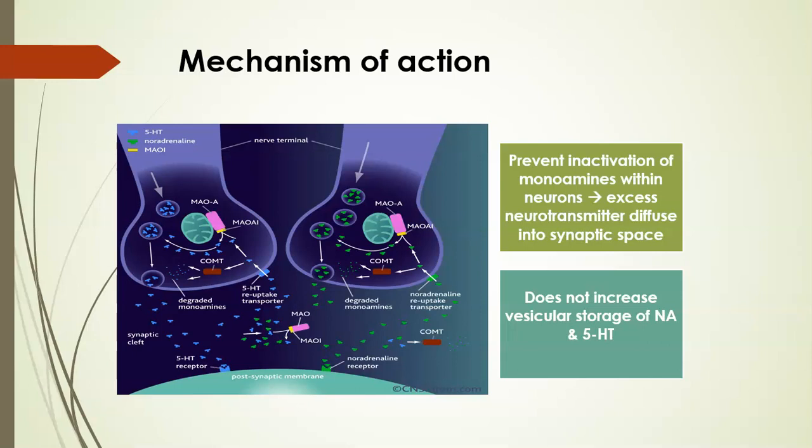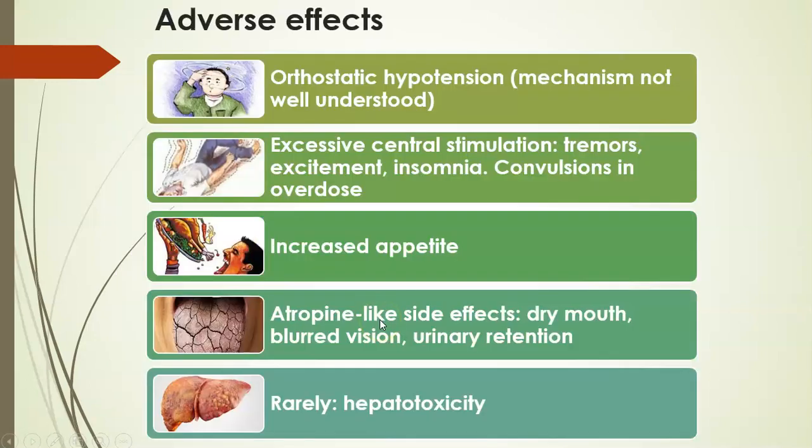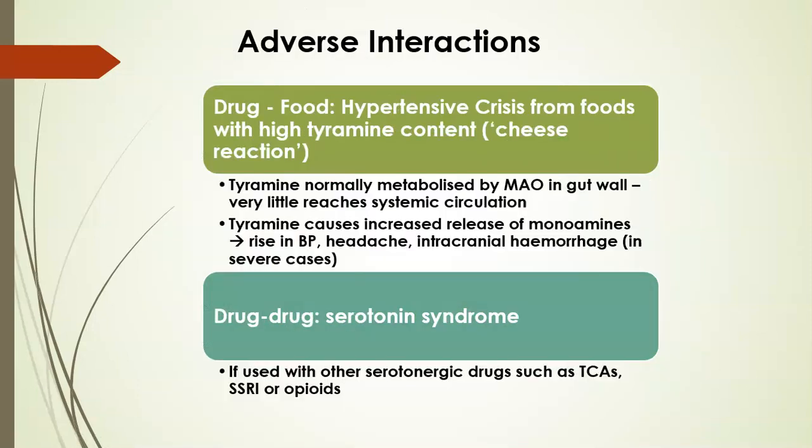So it doesn't really increase the storage of noradrenaline and 5-HT, but it leaks out slowly into the synaptic cleft. Some of the adverse effects seen are orthostatic hypotension, although the mechanism is not well understood, excessive central stimulation causing tremors, excitement, and insomnia, and sometimes convulsions and overdose. It may also cause increased appetite, atropine-like side effects like dry mouth, blurred vision, and urinary retention. And sometimes, in rare circumstances, it can also cause hepatotoxicity.